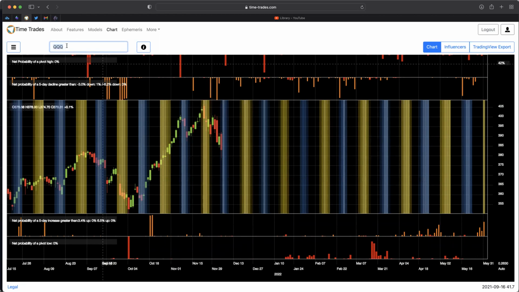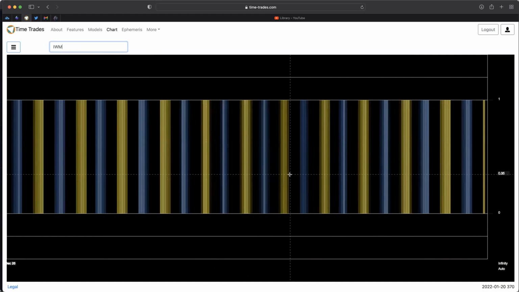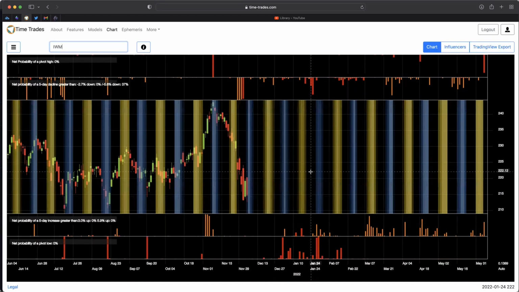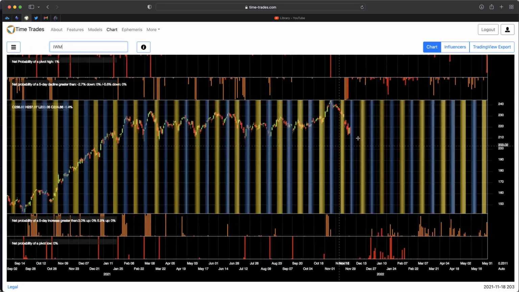If we look at some of the other indexes, like IWM is really interesting. IWM just made some big highs over here in November, and now it's having a flush down. It's got some very high probability pivot lows in December and in January, complemented by some high probability down days. So if you're a bear, if you like to make your money on puts and downtrends, then IWM looks like a great way to do that.